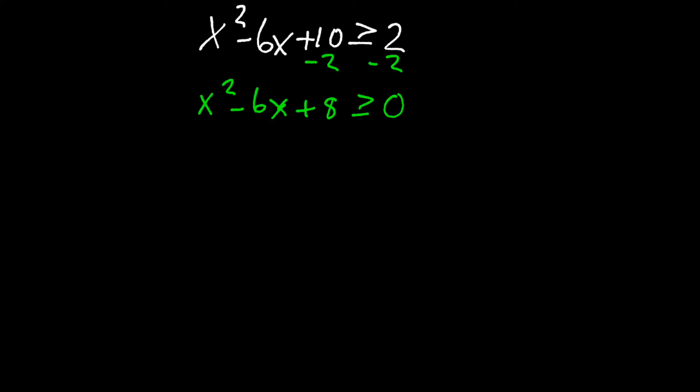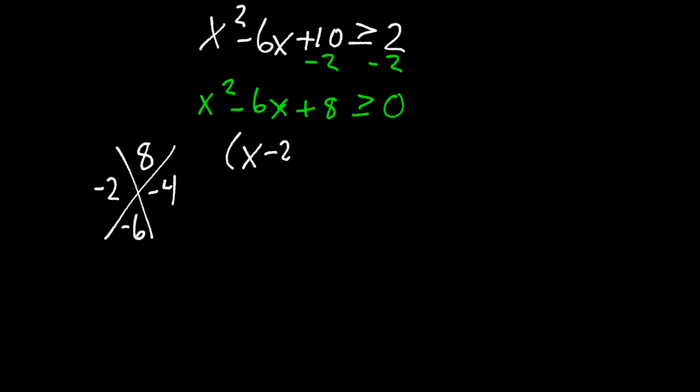From this step, we need to factor, like we did towards the end of that last problem. I can use the diamond method. A times c is 1 times 8, so I have 8. B is -6, and I need two numbers that multiply to 8 but add to -6. And hopefully you're saying -2 and -4. So I have (x minus 2)(x minus 4) greater than or equal to 0.